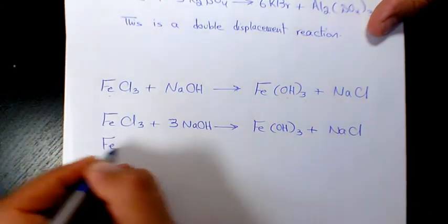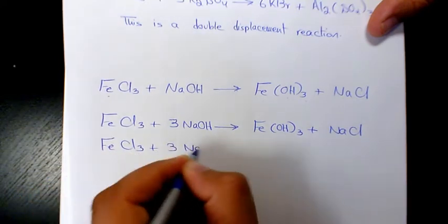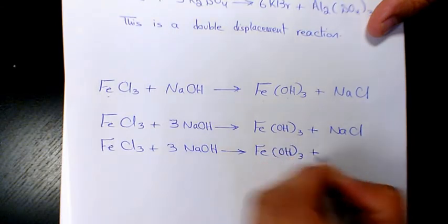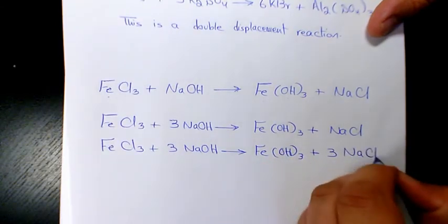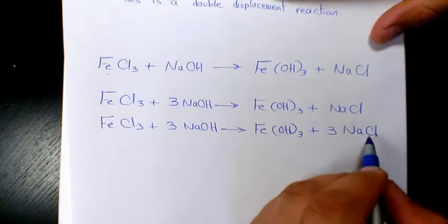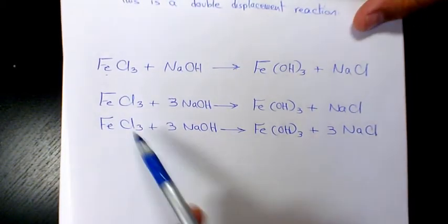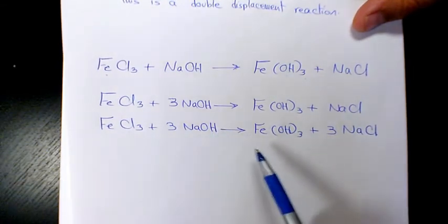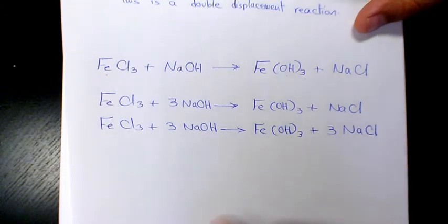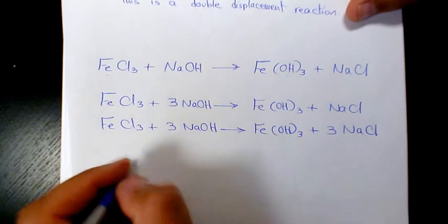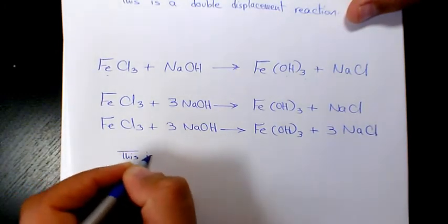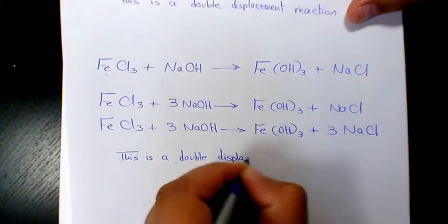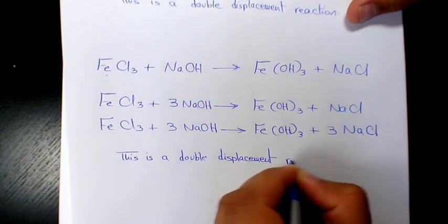So it's going to be FeCl3 plus 3 sodium hydroxide is going to give us Fe(OH)3 plus 3 NaCl. So we have Fe and Fe 1 and 1, Cl 3 and 3, OH 3 and 3, and Na is 3 and 3. So that's balanced, and it is double displacement again. So this is a double displacement reaction.